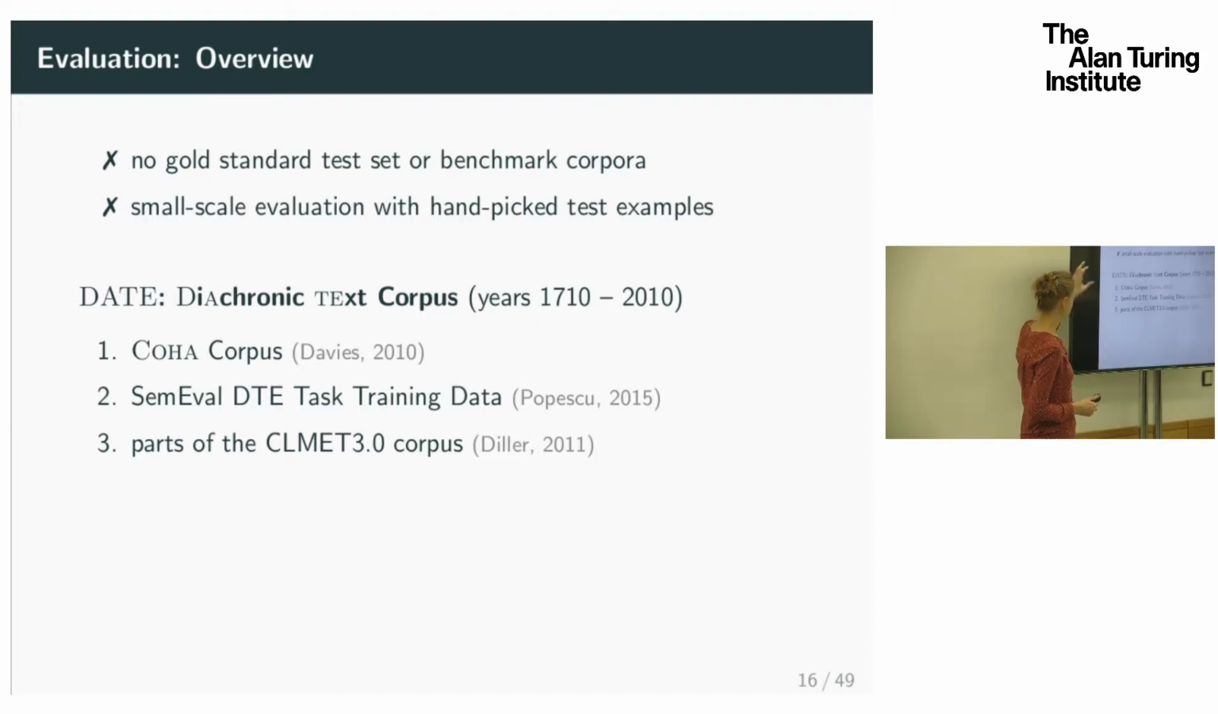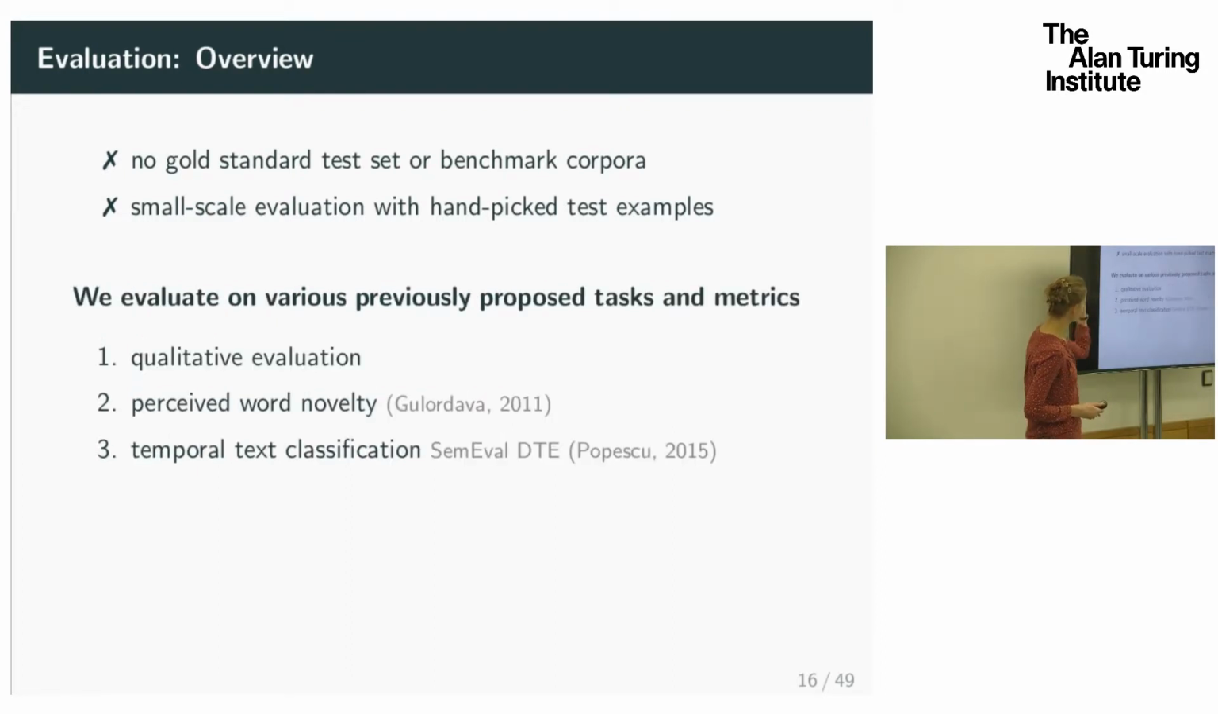So to tackle the first problem, we constructed this big corpus consisting of 3 subcorpora that I already talked about, consisting of many hundreds of millions of words and spanning 300 years. And to tackle the second problem, we evaluate our model on a whole range of tasks and compare against a whole range of models. And also we evaluate an extrinsic task of temporal text classification, which I will talk about in a minute.